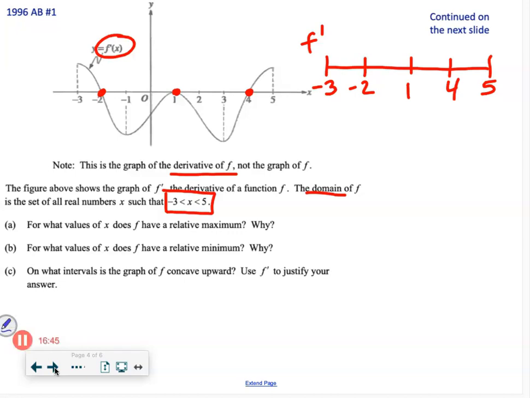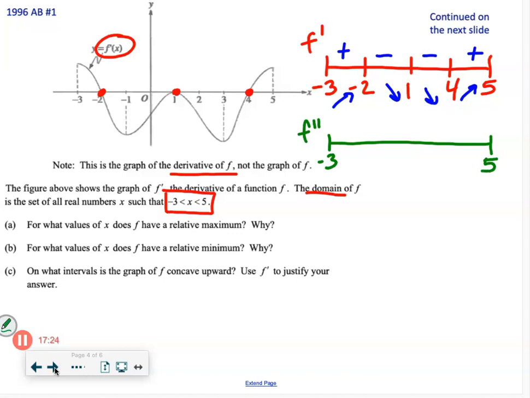Now, for signs, you literally look at the sign. Is it above the x-axis or is it below the x-axis? From -3 to -2, f prime is positive. From -2 to 1, f prime is negative. From 1 to 4, f prime is still negative. And from 4 to 5, f prime is positive, which means our function is increasing, decreasing, decreasing, increasing. I'm going to go ahead and make the f double prime sign line now, and then we'll just answer all the questions at once, so you can see the difference.